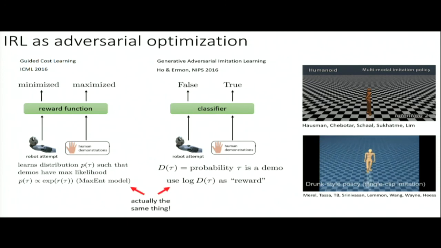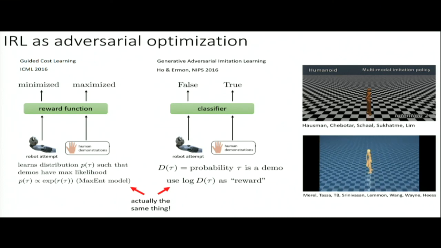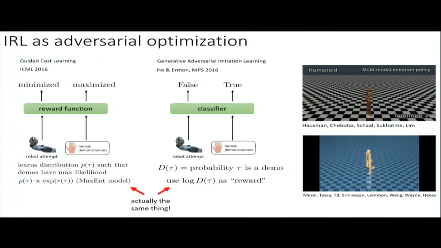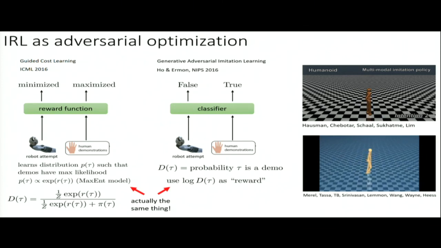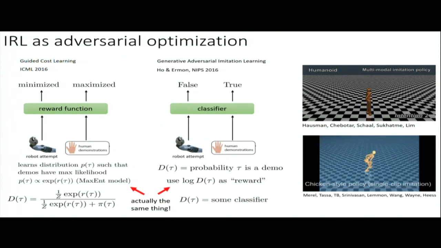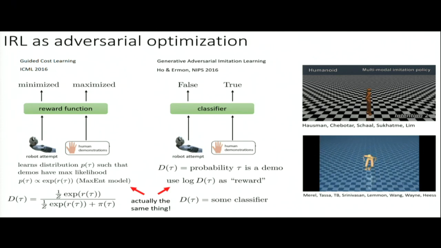The two methods are basically the same thing, with the difference that here you don't learn an explicit reward function, you just learn the classifier, and then you use the log D as the reward for your policy. So here the discriminator has a particular form, which means that you actually recover a reward and use this as a discriminator. And here, the discriminator is just some classifier. But other than this, both methods are actually a variant of a generative adversarial network.